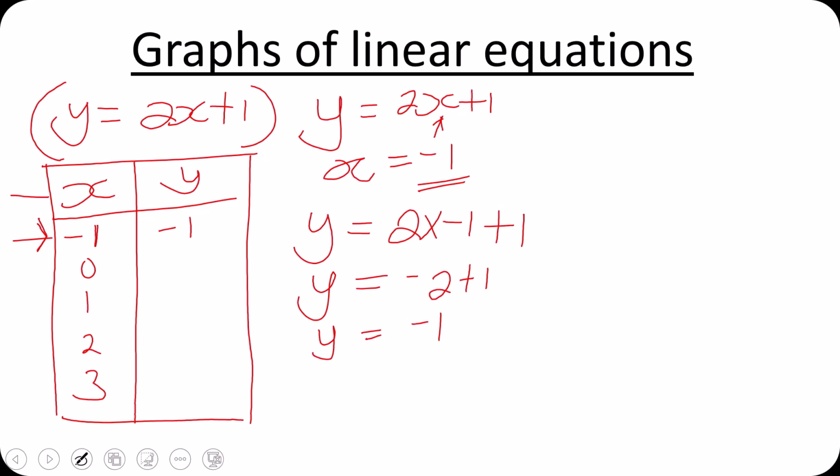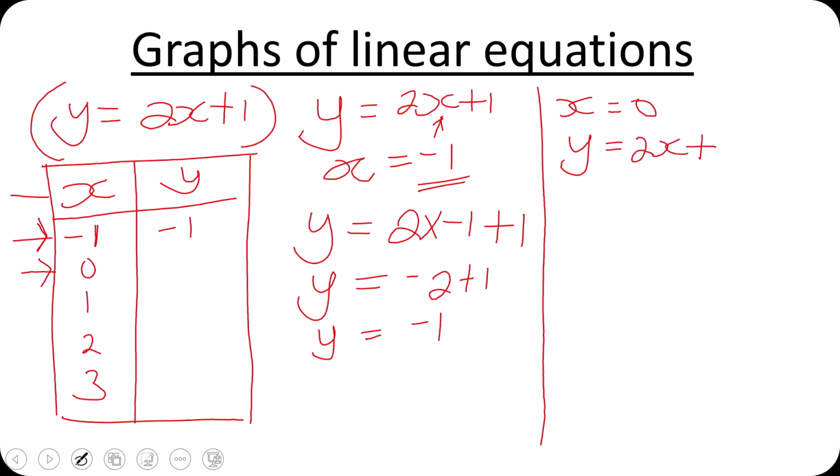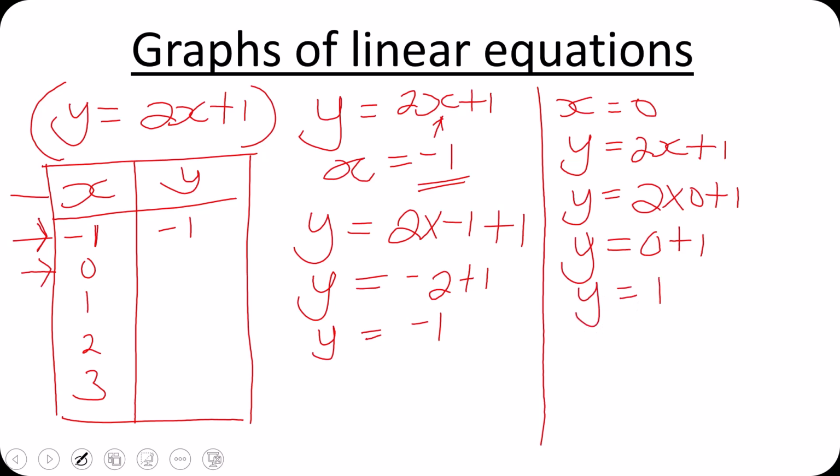Let's now look for the y value when x is 0. So we are going to still use our equation. When x is equal to 0, we shall bring 0 and put it in this equation of ours, which is 2x plus 1. And we're going to have y equal to 2 times 0, then plus 1. Finally, we shall have y equal to 0 plus 1, and our y will equal 1. So when x is 0, then our y is 1.